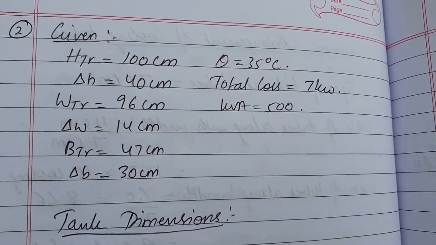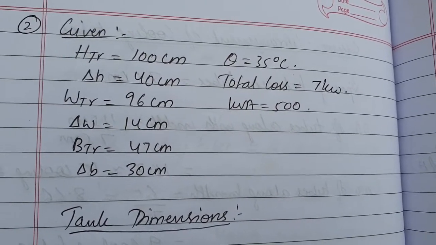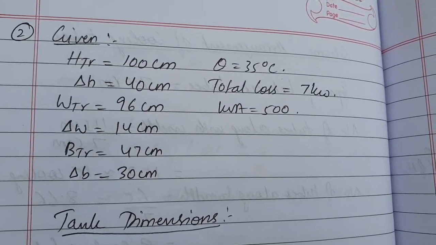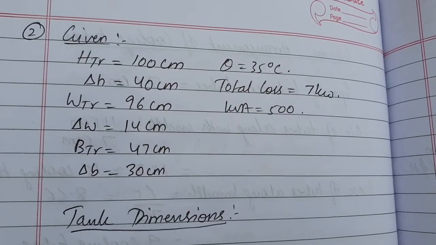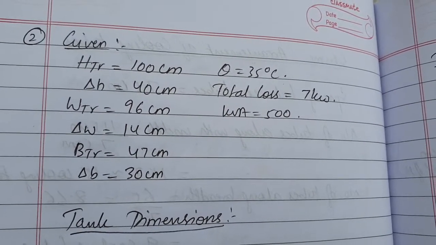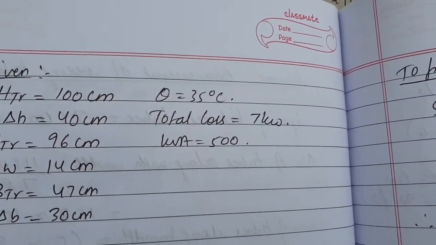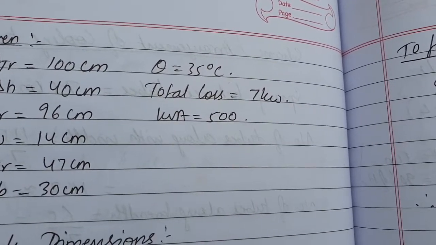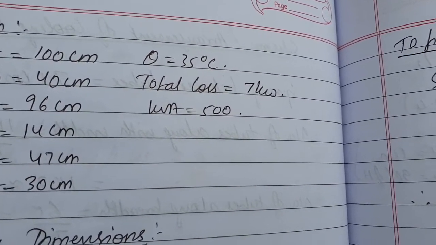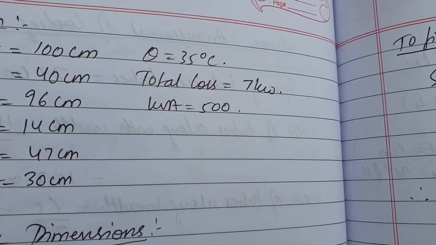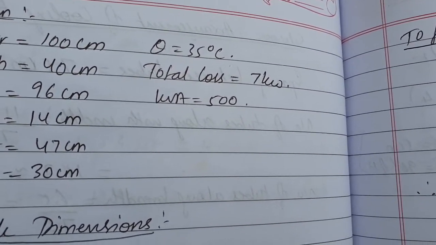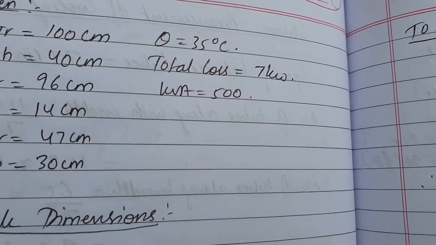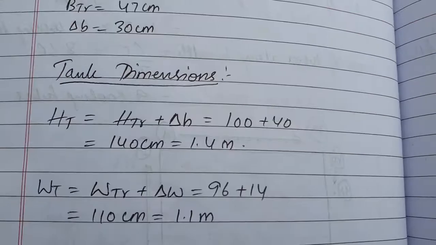If the values of delta H, delta W and delta B are not given, you know that you have to consider the default values. And allowable temperature rise theta is equal to 35 degrees Celsius, and the total loss is 7 kilowatt, which is nothing but 7000 watts, and the rating of transformer is 500 kVA.